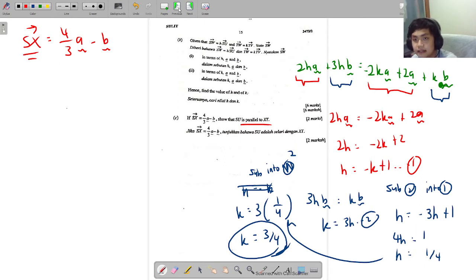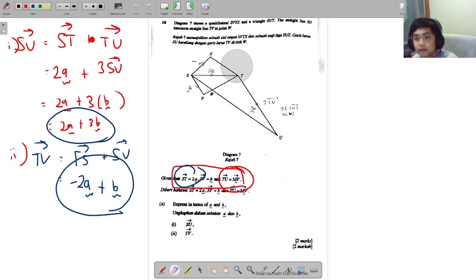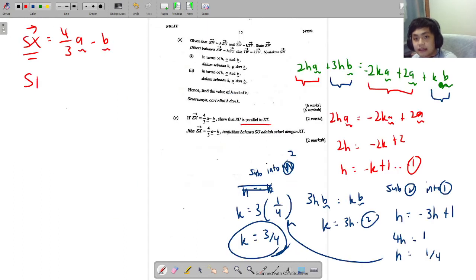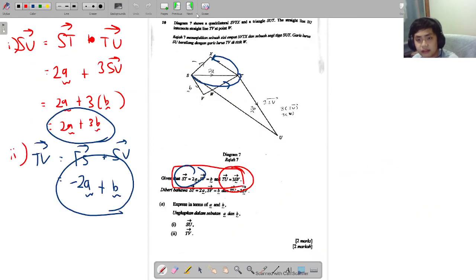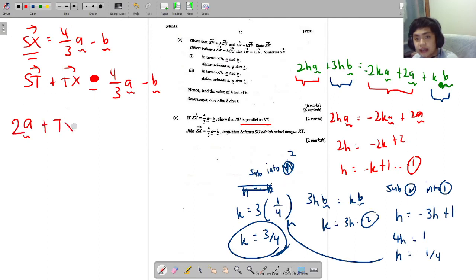So Sx is basically, if I look back at the question, I can write it as Sx is equivalent to St plus Tx. Am I right? So I can rewrite this as St plus Tx equals to 4 over 3A minus B. And I know St is A. Is it? 2A, is it? Yeah, St is 2A, sorry. Plus Tx equals to 4 over 3A minus B. And I can make Tx a subject. So it will be 4 over 3 minus 2. So it will be negative 2 over 3A minus B.